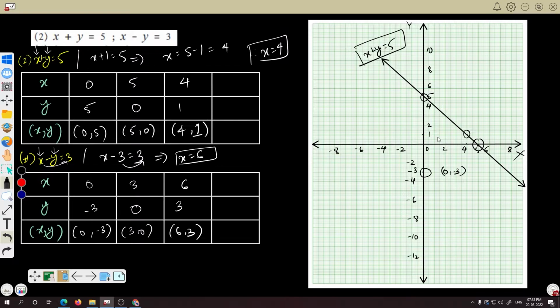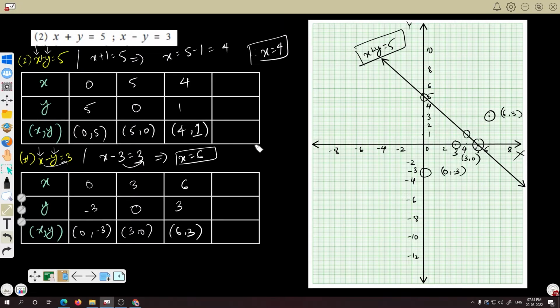The second point is 3 comma 0. So to plot 3 on the positive x axis, exactly between 2 and 4, this is my 3 comma 0. Now the last point is 6 comma 3. So x should be 6 and y should be 3. This is 6 comma 3. This is the required point.